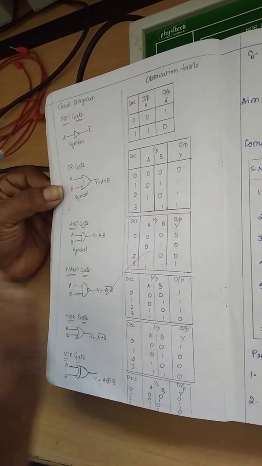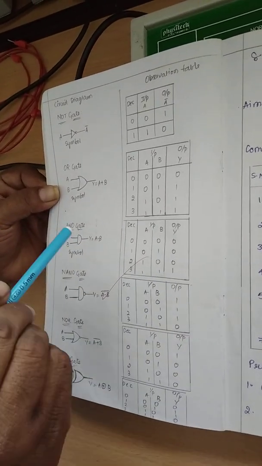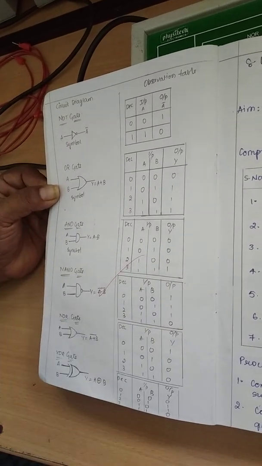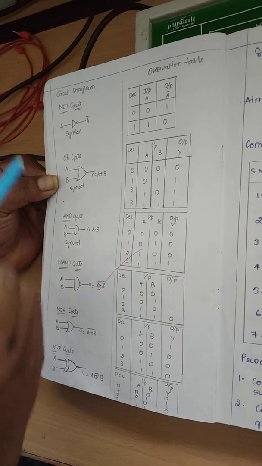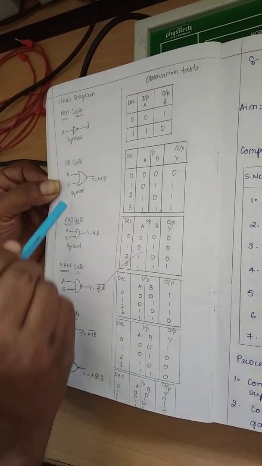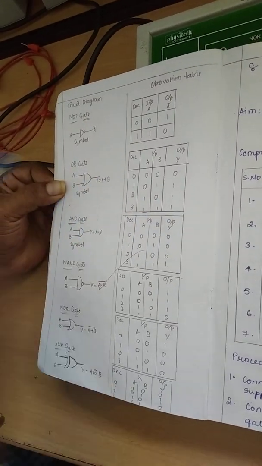So 1 means high. In digital electronics, 0 means 0 volts, 1 means high. 0 is low, 1 means high. So 0 volts, 5 volts, like that, low and high. Okay, here two inputs are high, so the output is also high. That is the OR gate.